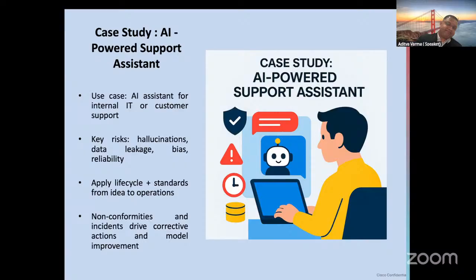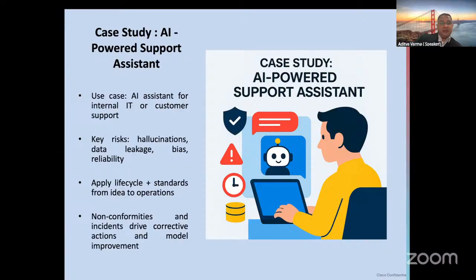So let's have a look at the scenario. The AI powered support assistant answers questions, suggests solutions, and may trigger actions, powered by a large language model or similar AI. What are the key risks? The key risks include hallucination or incorrect advice, data leakage if prompts or outputs expose sensitive information, biases or inappropriate responses, and reliability issues if the assistant becomes critical to service. Because if you try the assistant for some time and then it becomes very critical to a service, the things I spelled out become even more critical.